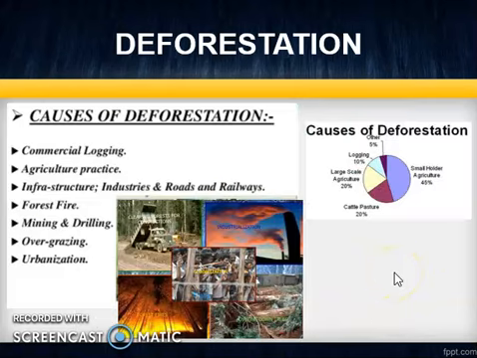Next, info related to deforestation. Now, within this slide, we want to discuss the agents of deforestation. The first one: commercial logging, agricultural practice, infrastructure, for example development of industrial areas, and road and railway development. Followed by other factors or agents: forest fire, mining and drilling, overgrazing, and the last one, urbanization. Among all these, development of land is one of the factors why deforestation happens in this world.